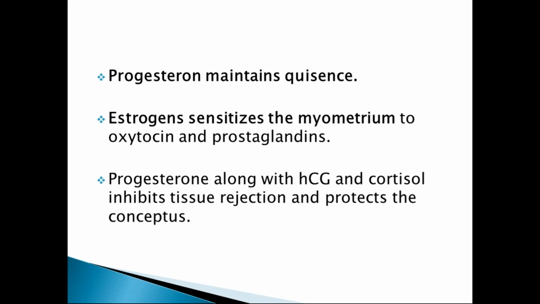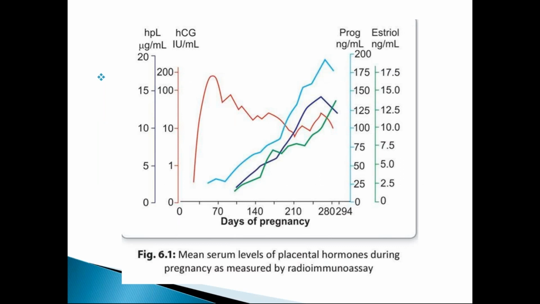So estrogen and progesterone usually have an antagonistic action in maintaining uterine quiescence. Progesterone maintains uterine quietness, and estrogen sensitizes the myometrium to oxytocin and prostaglandin during term, which actually starts the labor pain. And progesterone along with HCG and cortisol inhibits the tissue reaction. Again, progesterone has an immunosuppressant action as well, along with HCG and cortisol, which helps in inhibiting the rejection of the conceptus and protects the fetus.